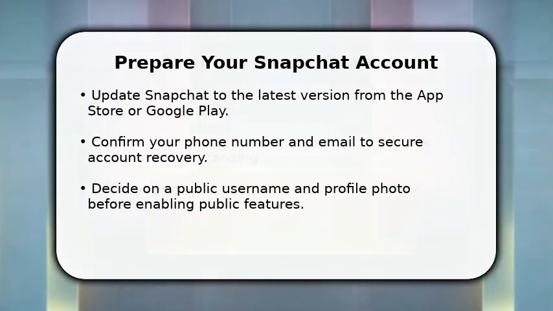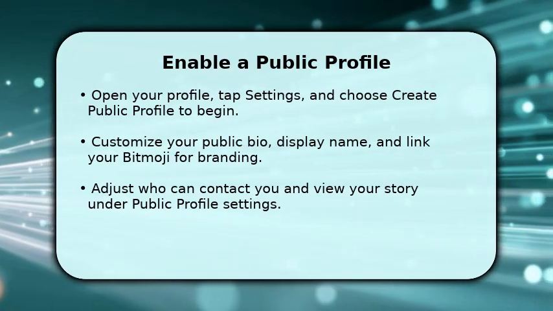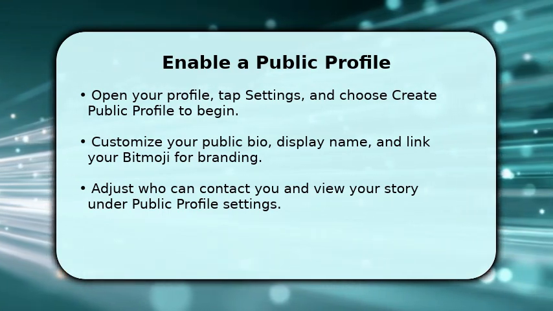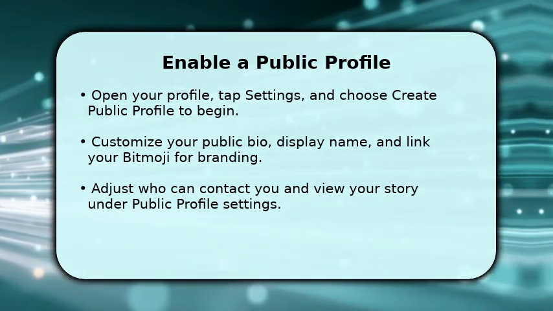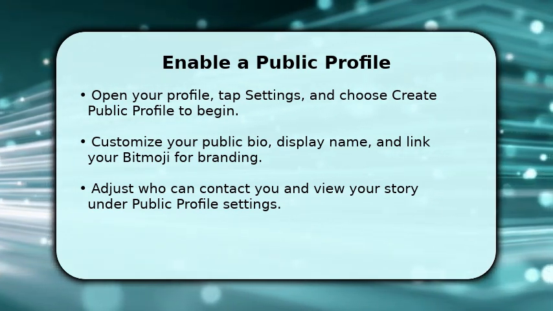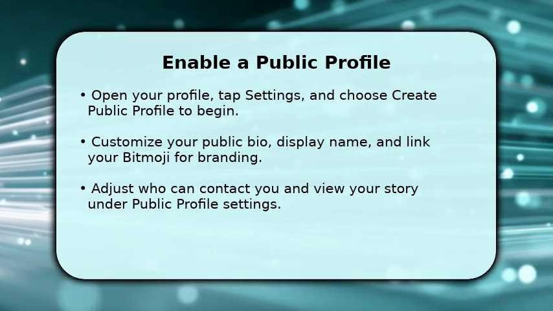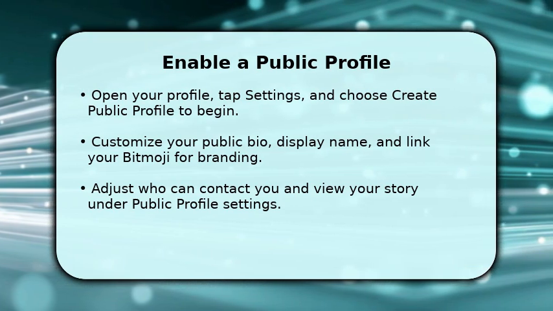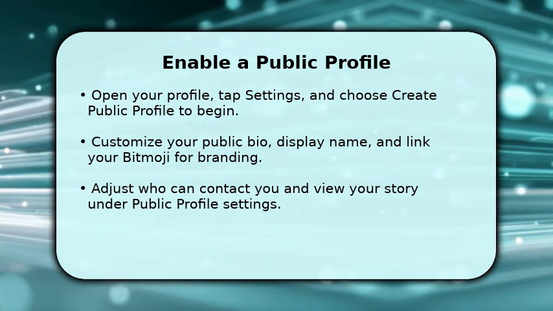Open your profile, tap Settings, and choose Create Public Profile to begin the setup flow that makes selected content visible to everyone on Snapchat. Customize your public bio, display name, and link your Bitmoji for branding so viewers instantly recognize your presence. Adjust who can contact you and view your story under Public Profile settings to control messages and story interactions.